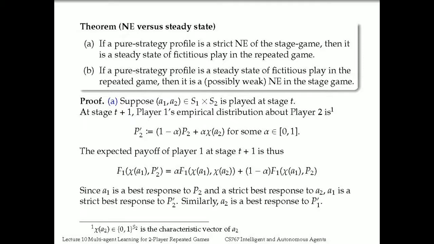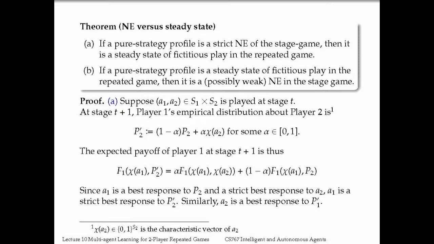So this is saying that the learning rule actually makes sense, at least for this scenario when there is a strict NE in the stage game, because that will eventually be the outcome as we predicted. What about the other direction? Suppose you have any outcome of the fictitious play which is a steady state. It is necessarily a Nash equilibrium, so the other direction also holds.